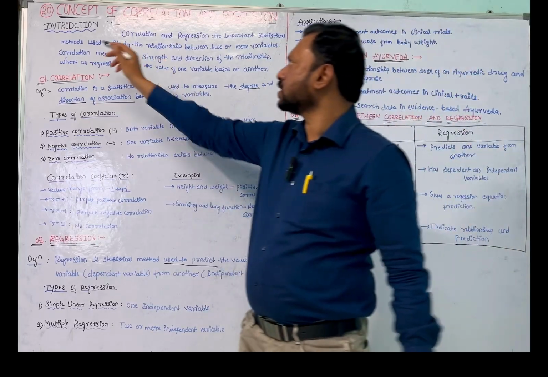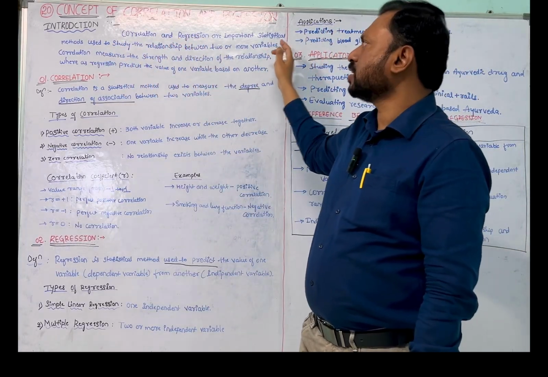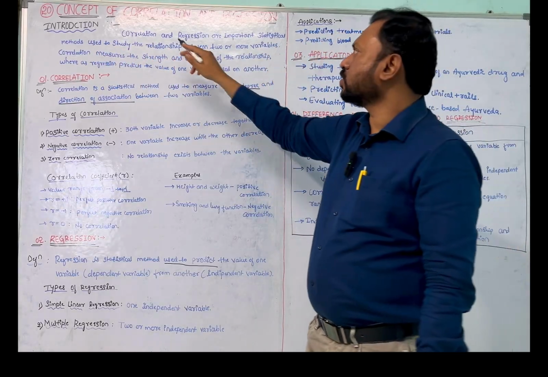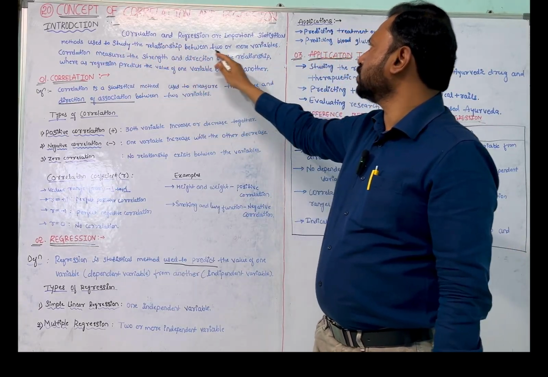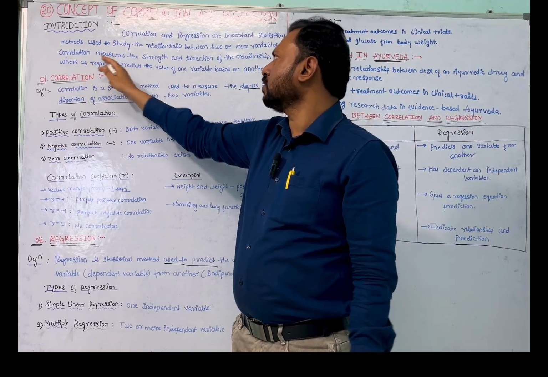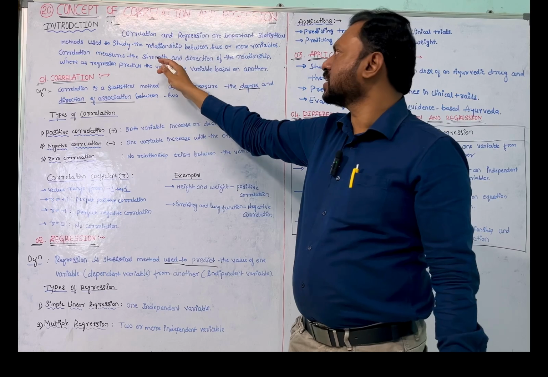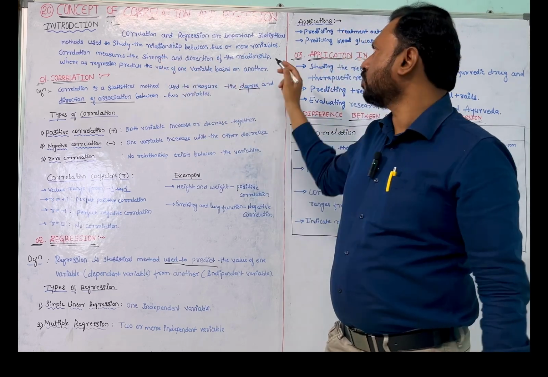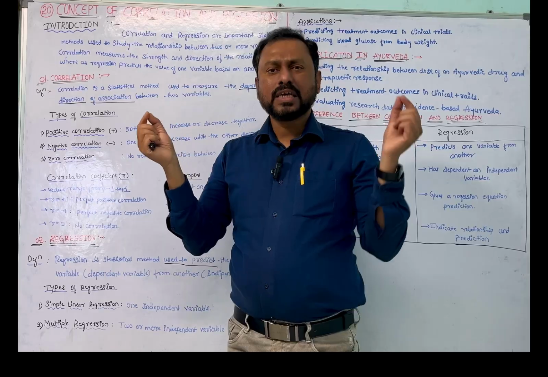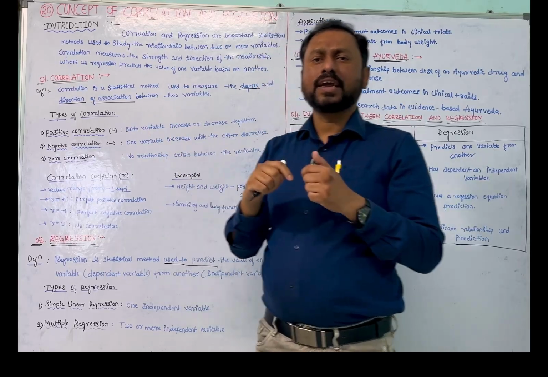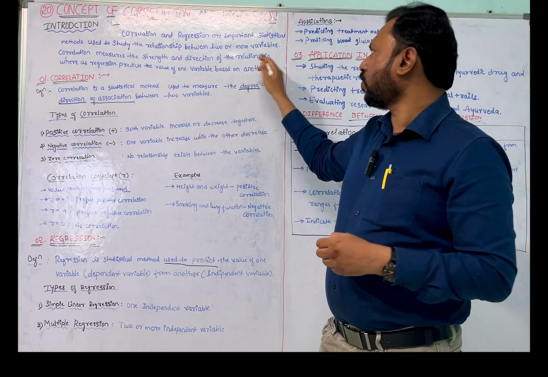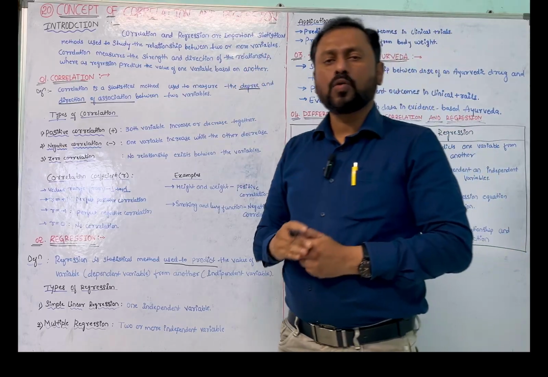First of all, the introduction. Correlation and regression are important statistical methods used to study relationships. Correlation is the relationship between two or more variables, and the main thing is the strength and direction of the relation. If you are studying correlation, it means their association, and how much their strength and direction is, we will study in correlation.